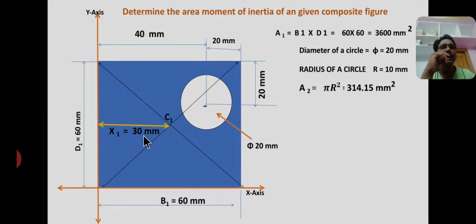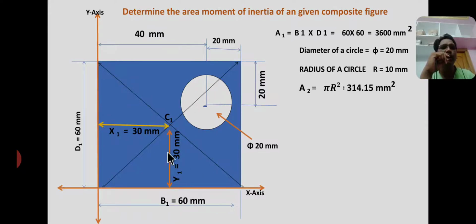So the centroid of a rectangle lies at a distance of half of the base and half of the height. Similarly, at a distance of y1 from the x-axis, the distance between the x-axis and centroid, the vertical distance between the centroid and the horizontal x-axis is called y1. y1 equal to half of the height. For rectangle and square sections, the centroid lies at a distance of half of the base and half of the height. So height equal to 60 mm, therefore half of the height equals 60 by 2 equal to 30 mm.